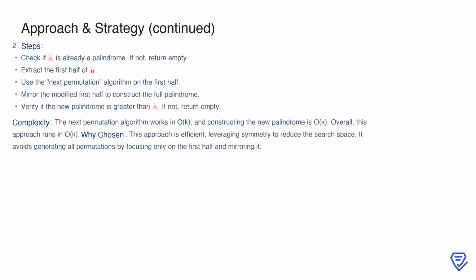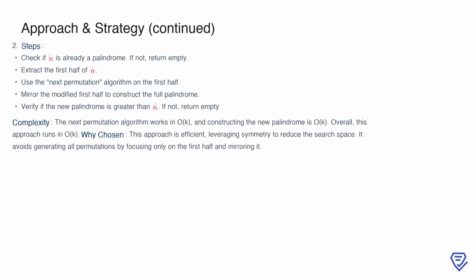Next, we extract the first half of the input number. Using the next permutation algorithm, we compute the next lexicographical ordering of this first half. This step is crucial because it ensures that we are systematically moving to the next possible configuration. Once the first half is updated, we mirror it to reconstruct the full palindrome. If the input number has an odd length, the middle digit remains unchanged during this process. Finally, we validate the constructed palindrome to ensure it is greater than the original input. If it meets this condition, we return it, otherwise, we return an empty string.